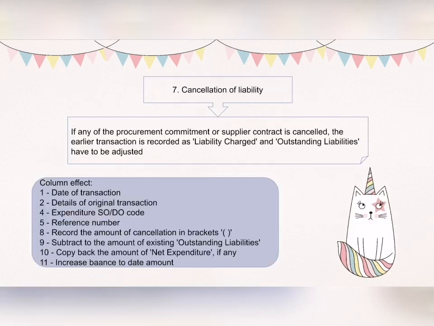For cancellation of liability, if any of the procurement commitment or supplier contract is cancelled, the earlier transactions recorded as liabilities charged and outstanding liabilities have to be adjusted. This transaction is also known as contra transaction and involves columns 1, 2, 4, 5, 8, 9, 10, and 11.